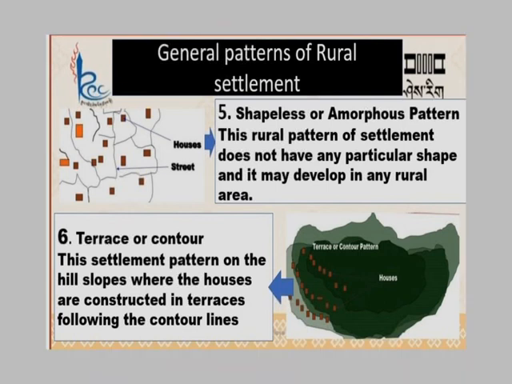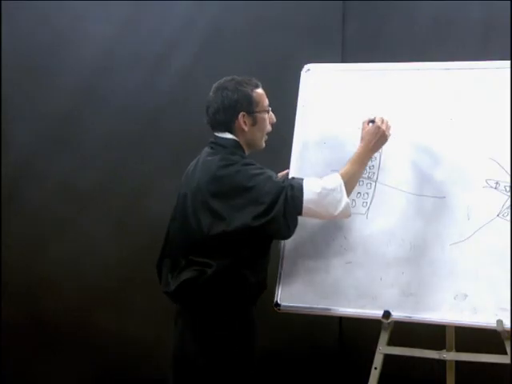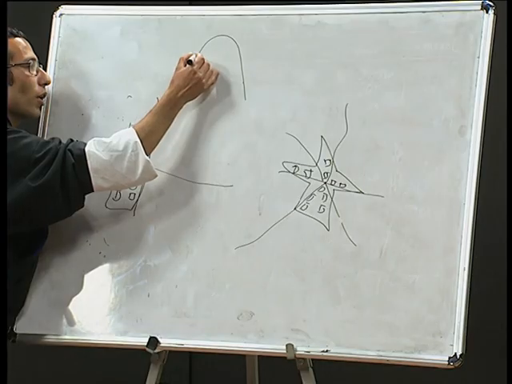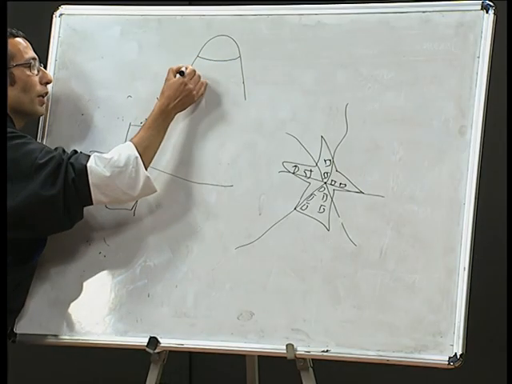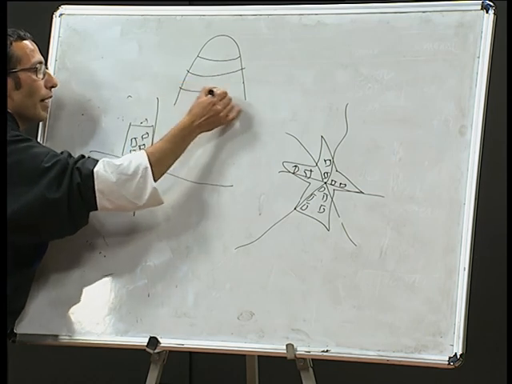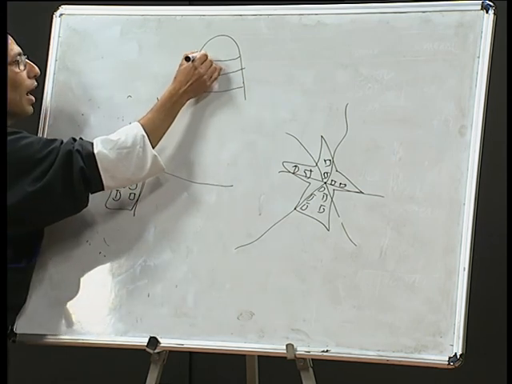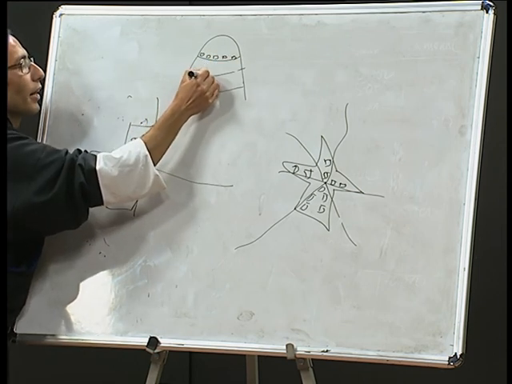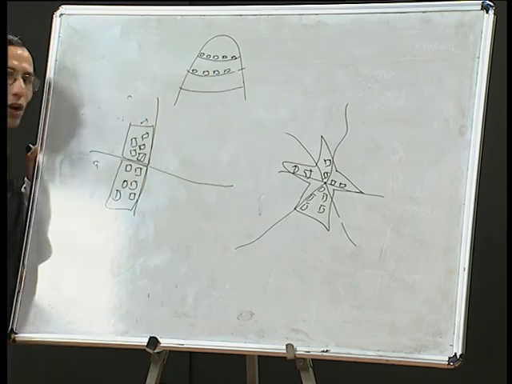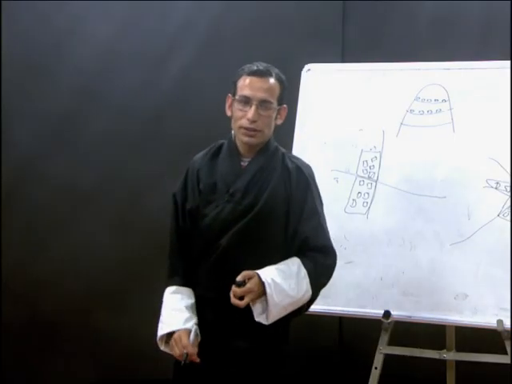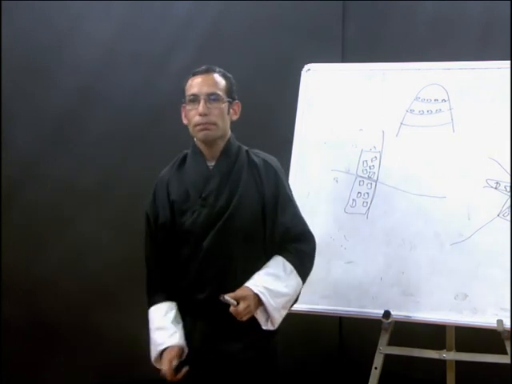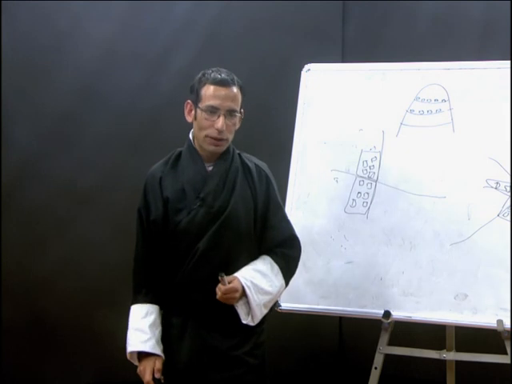This settlement pattern is found on hill slopes where the houses are constructed in terraces. So you just see on the hill slope here, this is a mountain hill slope. And as geography students, you already know on the mountain there will be contour lines, right? So people develop houses along the contour line, exactly looking like a terrace. That is called the contour pattern of settlement or terrace pattern of settlement. Okay, that is all about patterns of settlement.